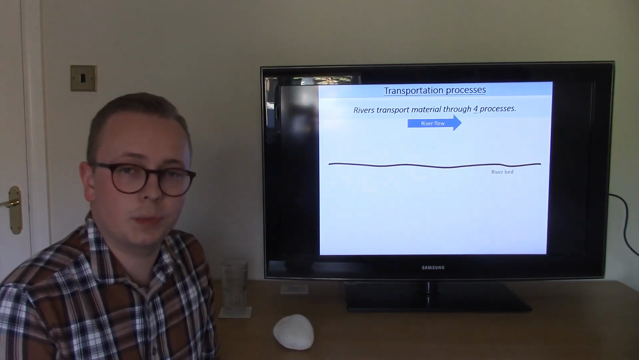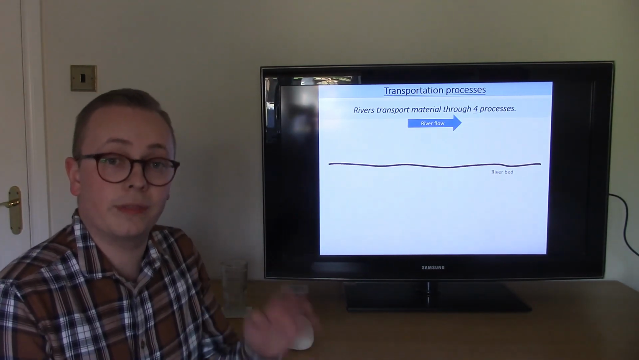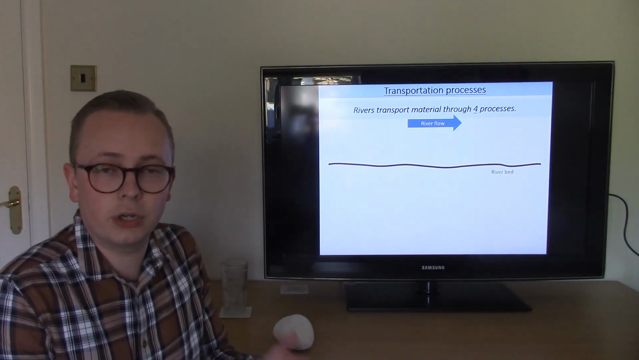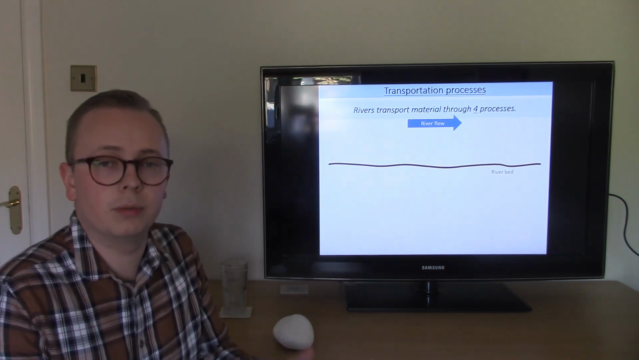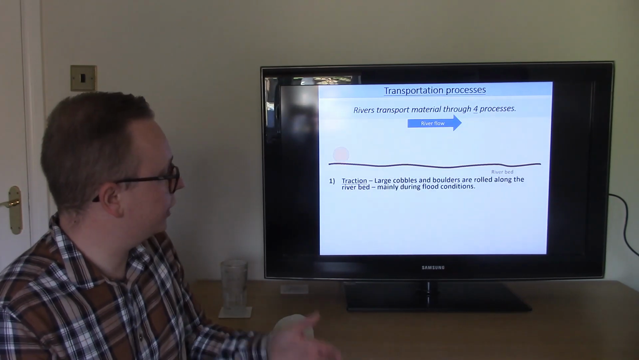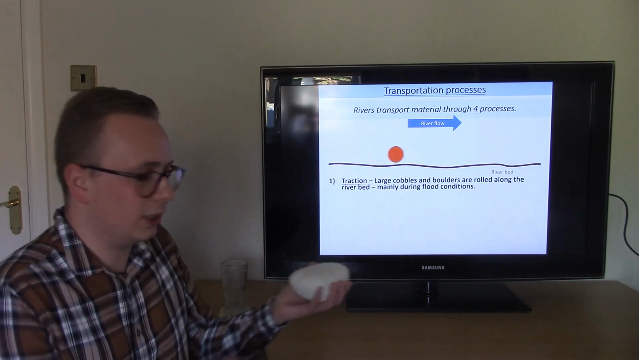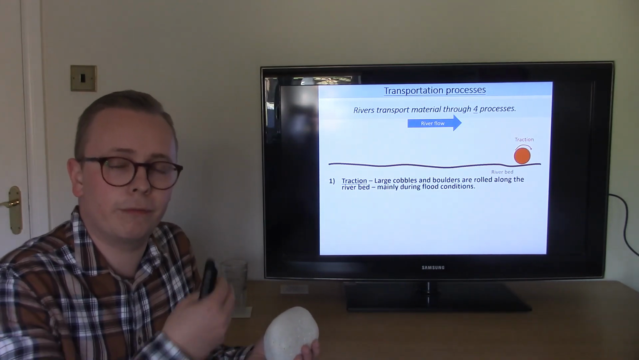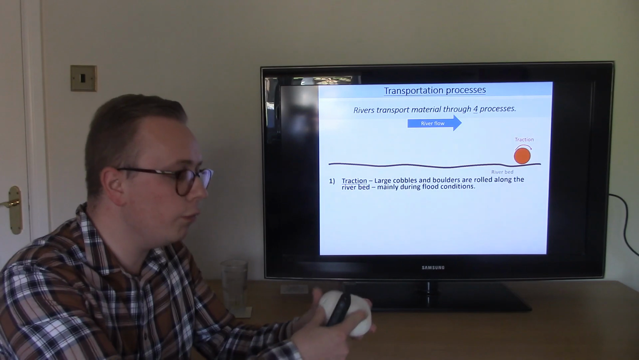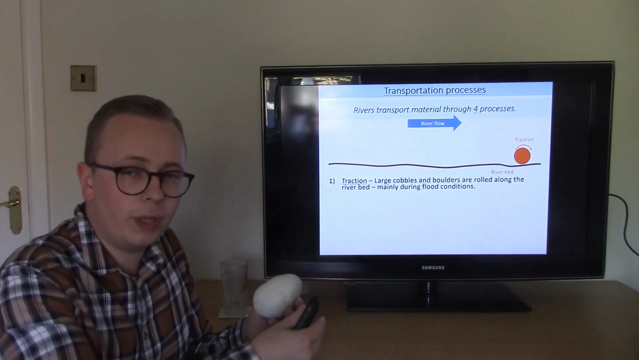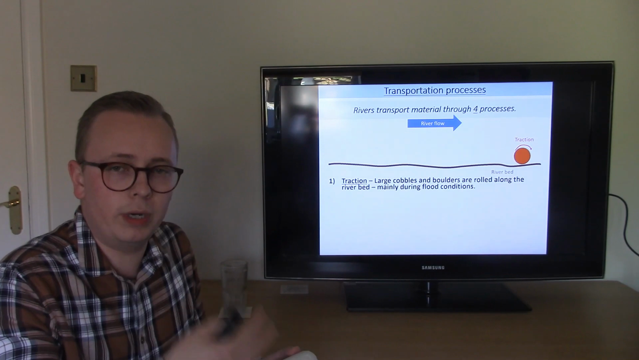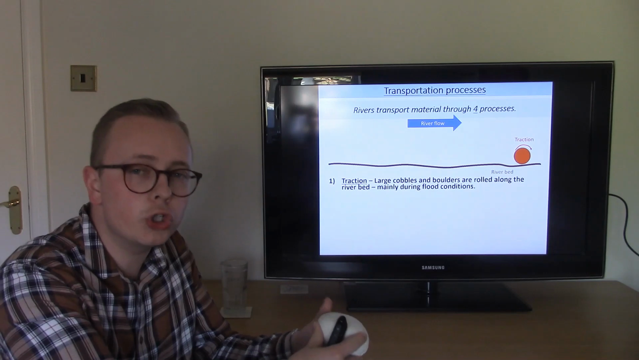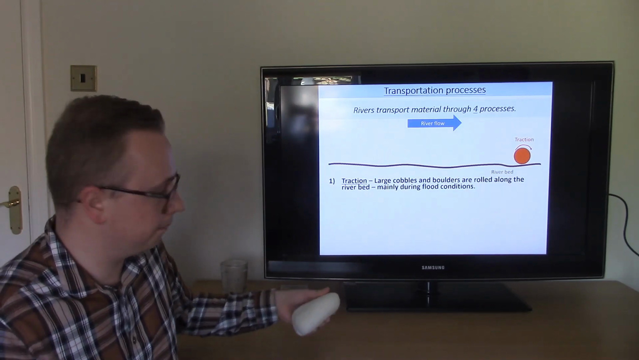Next we'll have a look at our transportation processes, and like erosion processes, there are four that you need to be aware of. The type of transportation process taking place is going to be dependent on the size of the material being transported. So our first process is traction, and that's for material like this, large cobbles or even boulders. Because they're so large, they're not going to be picked up by the flow of the water, and instead will move along the riverbed by rolling. And that's only going to take place during really high velocities, high speeds of the river, and that will eventually allow these materials to be pushed very slowly downstream.